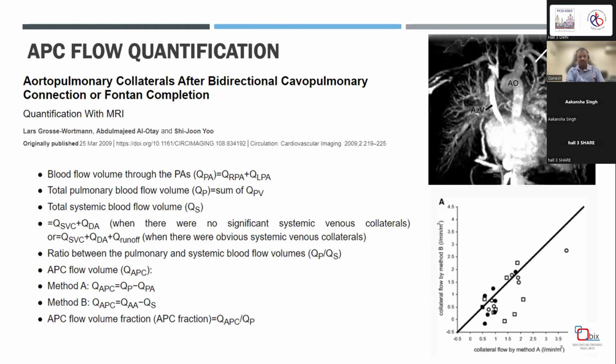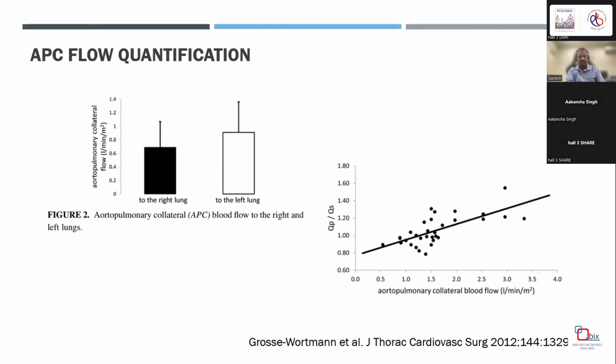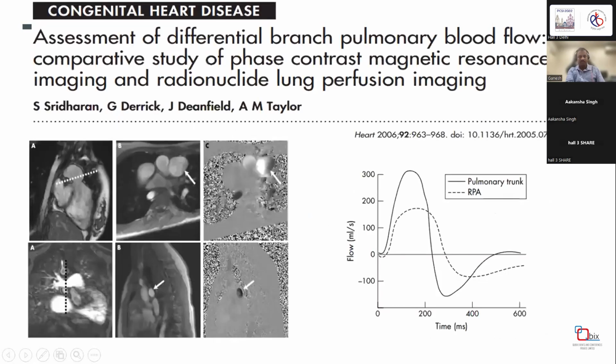So I think the added advantage of MRI is that not only does it give you a morphologic picture of the collaterals, but also of the flow. Again, significant correlations are there between the two methods. In addition to that, it will also quantify how much is going to the right lung and how much is going to the left lung. So relative perfusion. Again, another paper says differential pulmonary branch blood flow can also be calculated by MRI.